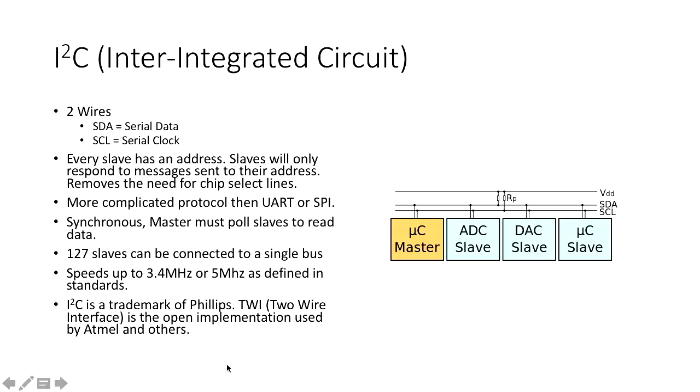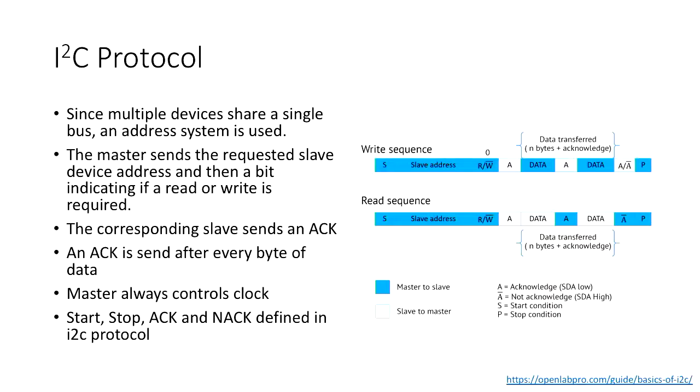And then maybe in some interviews, some companies might ask you which protocol you will be using when you have so many sensors, whether you will use SPI. We asked this question when we appointed an engineer in the department, and they answered correctly: I2C. Since multiple devices share a single bus, an address system is used. And I have given more details here if you want to look further into it.